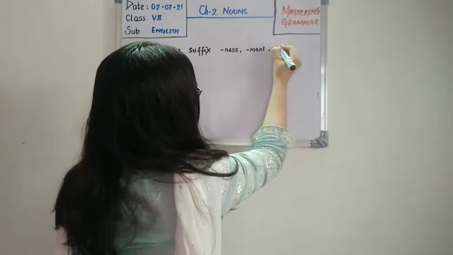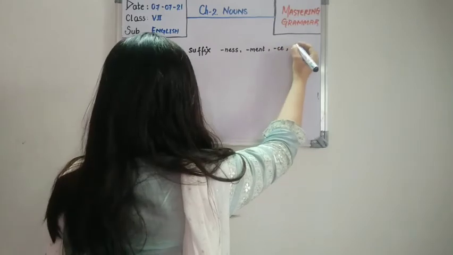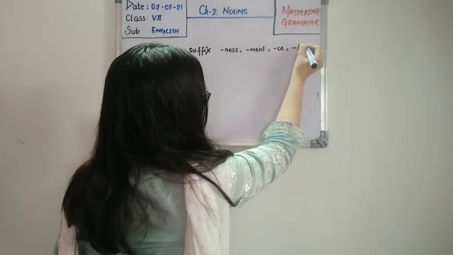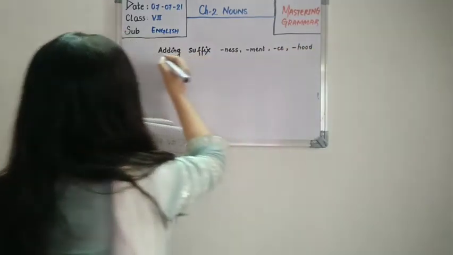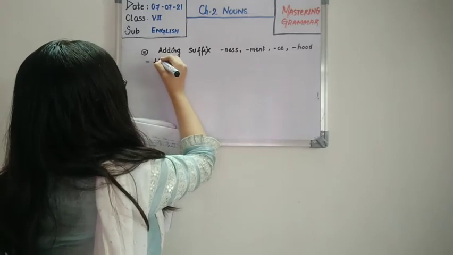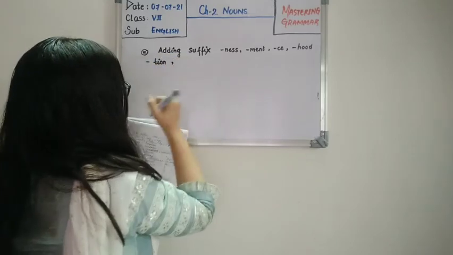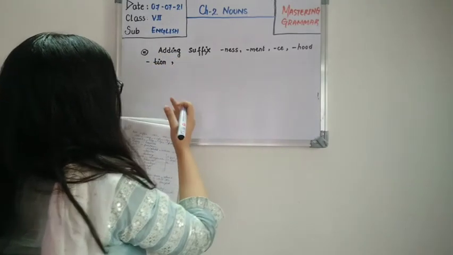then CE, HOOD, hood. All these suffixes can be added to make what? To make abstract nouns. We will see through examples how this changes.